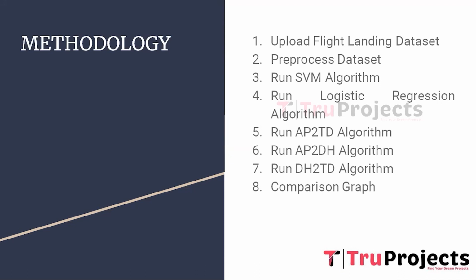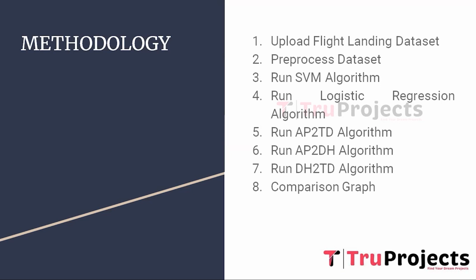Then next module, run AP2TD algorithm. This module trains the LSTM algorithm, that is long short-term memory, on the physical features of the aircraft and then performs prediction on the test data and calculates sensitivity and specificity. The next module, run AP2DH algorithm. This model trains logistic regression on the actuator features and then performs prediction on the test data and calculates sensitivity and specificity.